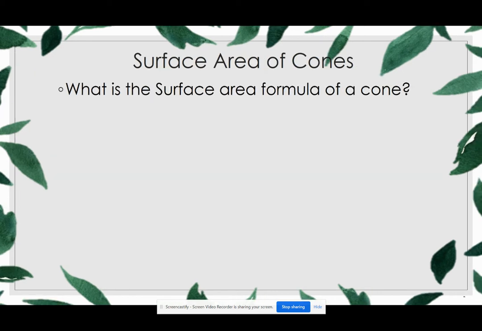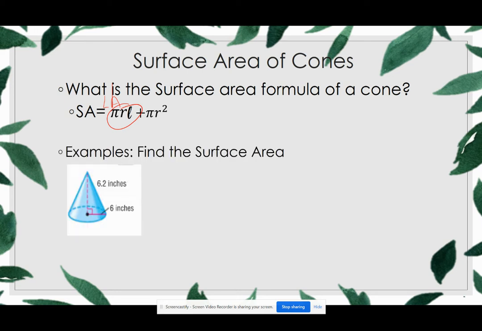So now let's look at the surface area of cones. What is the surface area formula? Pi r L plus pi r squared. And once again, just like our cylinder one, our first part is our lateral area. So if we memorize the surface area formula, we know the lateral area is the first part of it. So let's try this. Let's find the surface area.